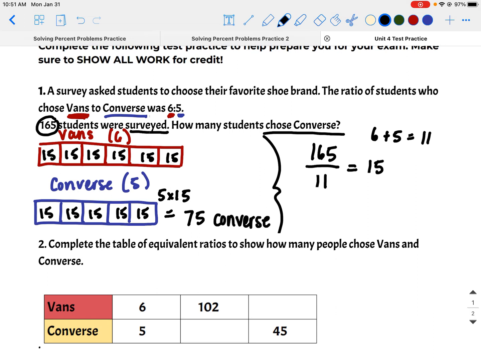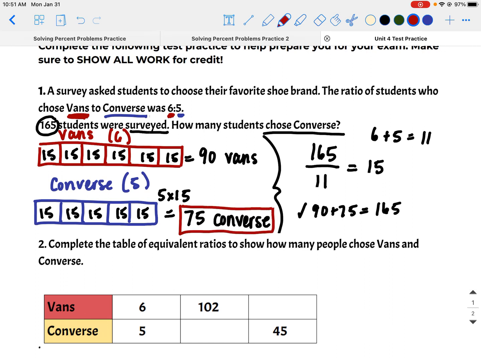Now, before I am confident, let's just make sure the rest of this still matches up with what was given. So then as far as Vans, that would mean there were 90 students that chose Vans. And I just want to make sure both those parts match up with the info given. So I want to make sure that 90 plus 75 equals the total of 165, which was given in the question, which it does, right? So then I could be confident that 75 students chose Converse. And that is how we solve.